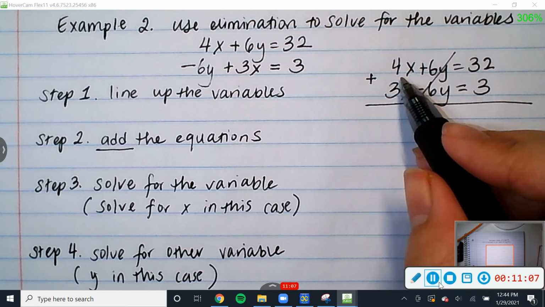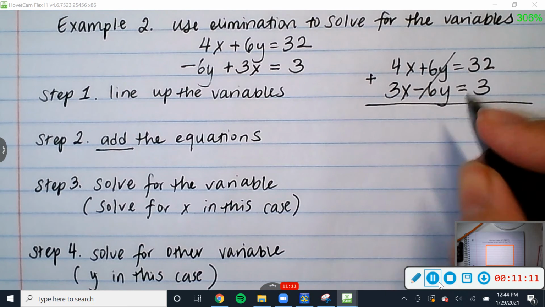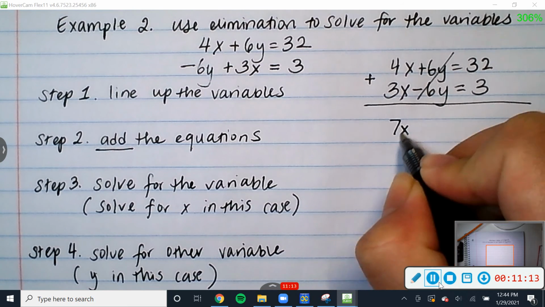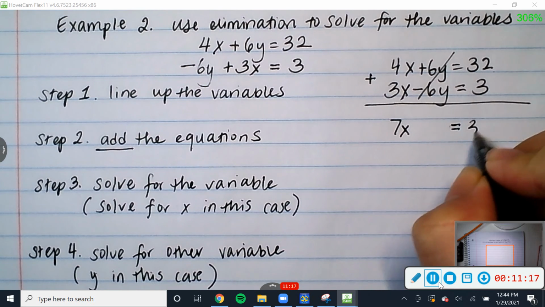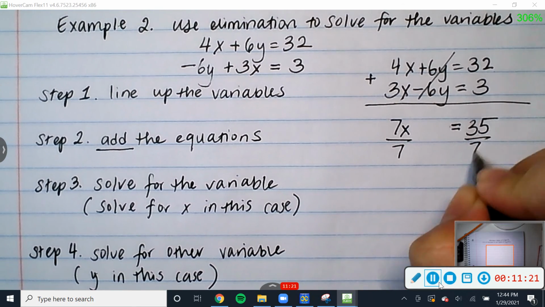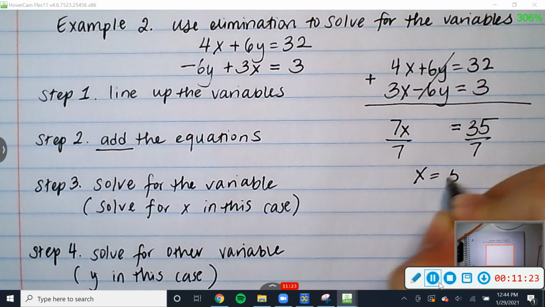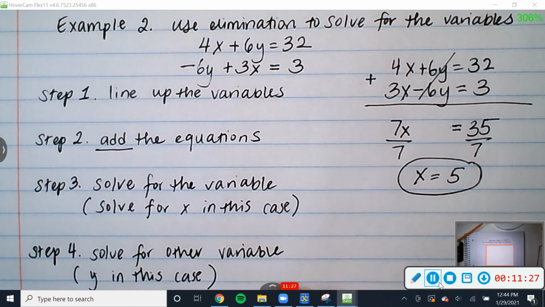Next, I'm going to add the rest of the equation together. 4x plus 3x, that's going to give us 7x. 32 plus 3 is going to give us 35. And then the rest is just going to be solving for x, which in this case, x is going to be equal to 5. And then step 4 is going to be the same.